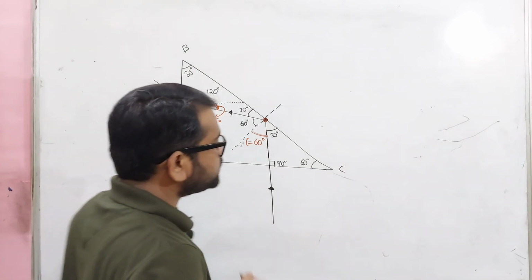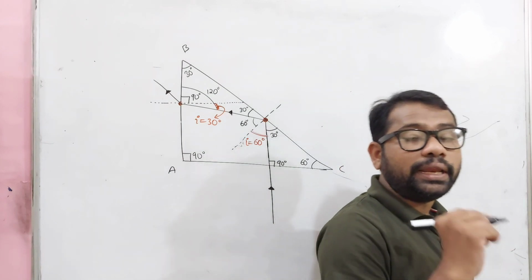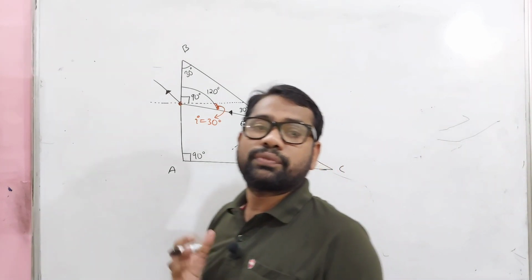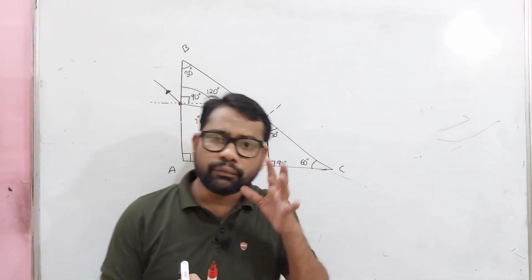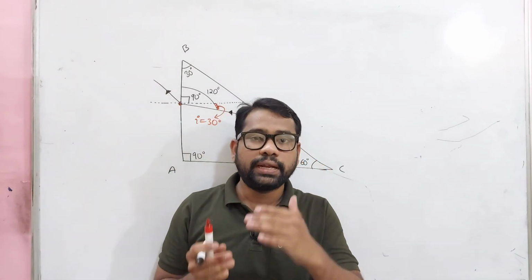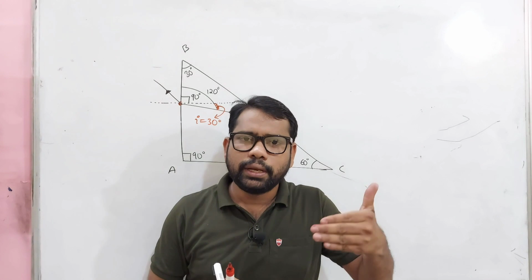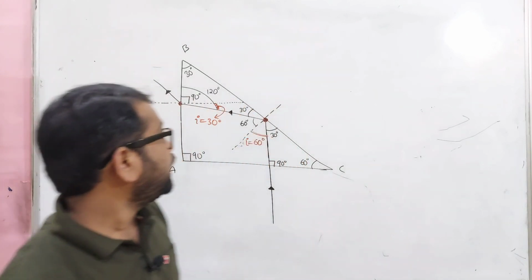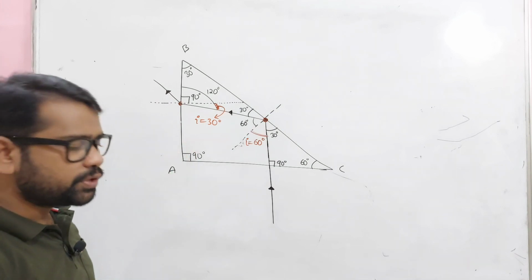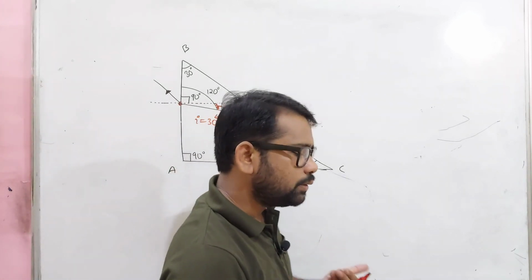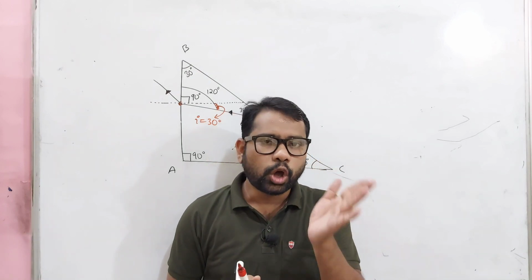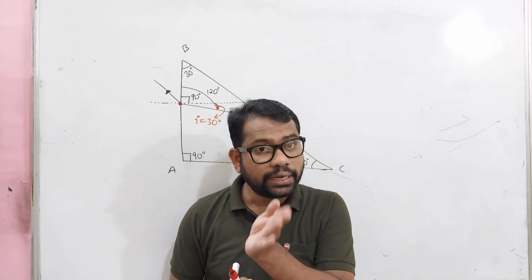So children, this is how total internal reflection can occur even in right angle prisms. Very, very important. So we have seen how total internal reflection can occur in total reflecting prisms, equilateral prisms, and here, right angle prisms. Children, now let us check once again and think: what is the difference between normal reflection and total internal reflection?